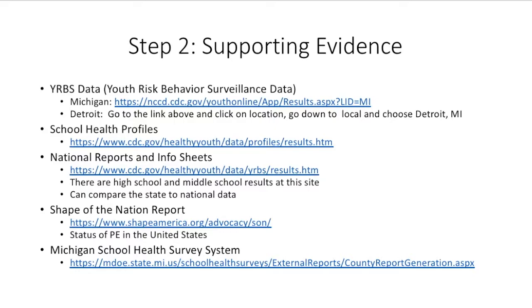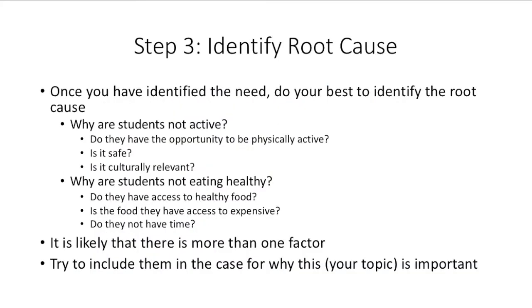And then the last one is Michigan School Health Survey System. So this is looking at school surveys that are inputted into the Michigan system and how essentially their health status is of their students. So that's step 2. So you have to define a need, then you need to provide supporting evidence saying that that need is actually a need. Once you've identified the need, you want to do your best to identify the root cause.